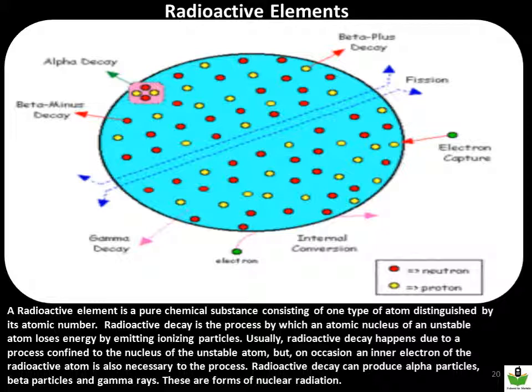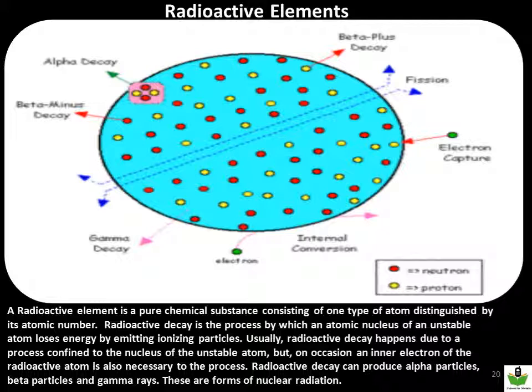A radioactive element is a pure chemical substance consisting of one type of atom distinguished by its atomic number. Radioactive decay is the process by which an atomic nucleus of an unstable atom loses energy by emitting ionizing particles. Usually, radioactive decay happens due to a process confined to the nucleus of the unstable atom, but, on occasion, an inner electron of the radioactive atom is also necessary to the process.